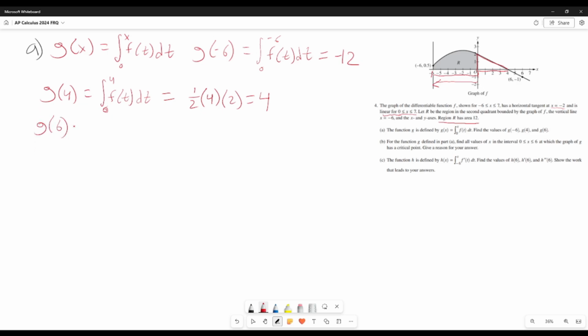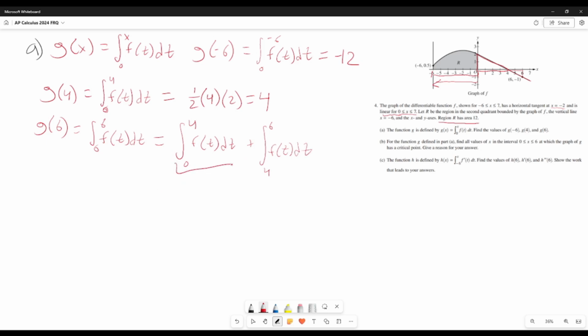And finally, we've got g of 6, which is the integral from 0 to 6 of f of t. And since we know that this function is linear from 0 to 7, we know that this is also going to be a triangle. So from 0 to 6, we just have another one right here, which means it's going to be equal to our area from 0 to 4 plus our area from 4 to 6.